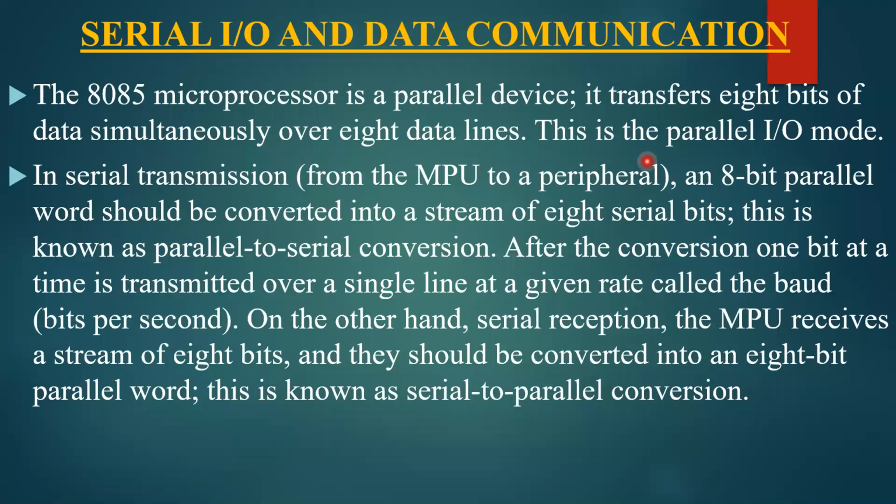Hello everyone. In this video, we are going to see another concept related to the 8085 microprocessor, that is serial I/O and data communication. Since we are dealing with the 8085 microprocessor, it is a parallel device. That is, it transfers 8 bits of data simultaneously over 8 data lines. So this is called parallel I/O mode.